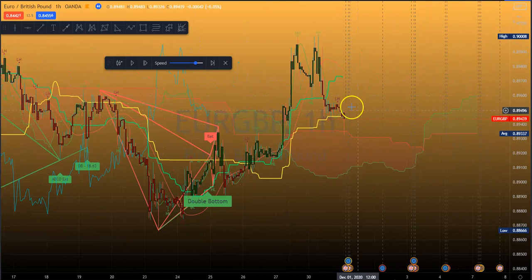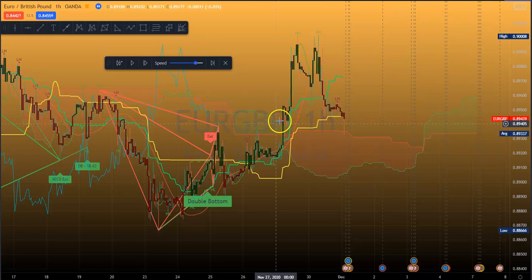See the rejection? That's a clear sign to me. If you're still in it, we're back to break even. I wouldn't get out of it. When you're seeing price rejection, I would be in this. Let's go forward.